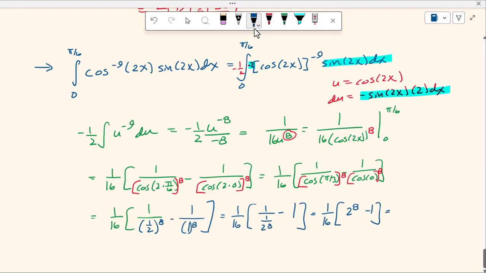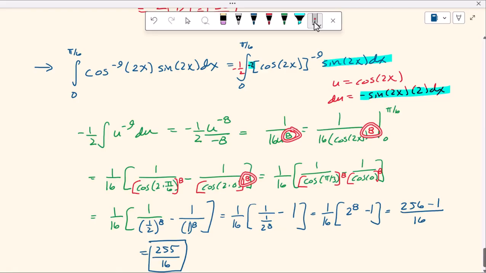Okay, so 2 to the 8th. I'm going to double 2 eight times. So 2, 4, 8, 16, 32, 64, 128, 256. So this is 256 minus 1 all over 16, which is going to be 255 over 16. Okay, so don't drop your 8s, I guess, is my big rule to remember today.